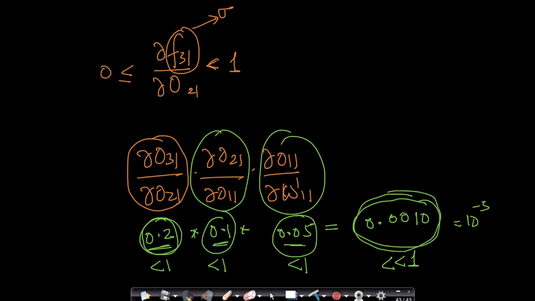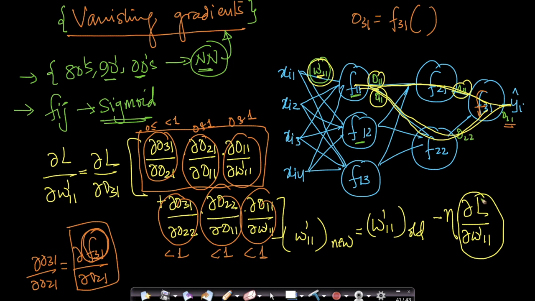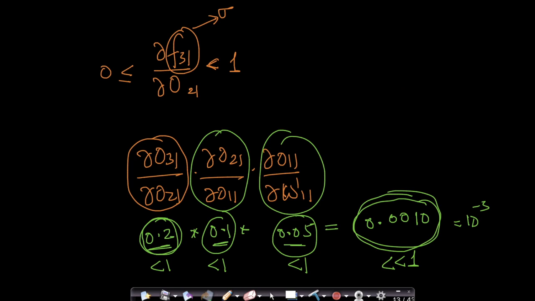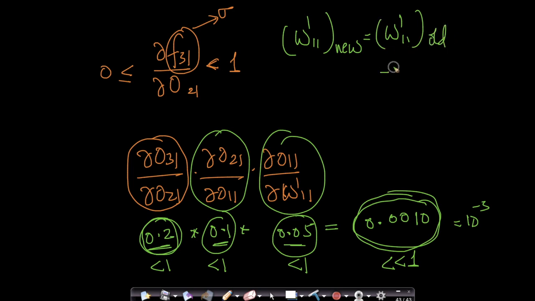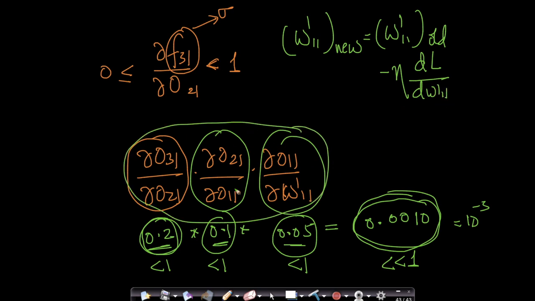Right? And remember, you are using this minuscule value in the update function. So this update, because this product is again being used to compute this. And this is what is going into your update equation. Right? What is your update equation? Your update equation is W111 new equals W111 old minus eta times the derivative of L with respect to W111. If this product is small, see, this product becomes very small, right?